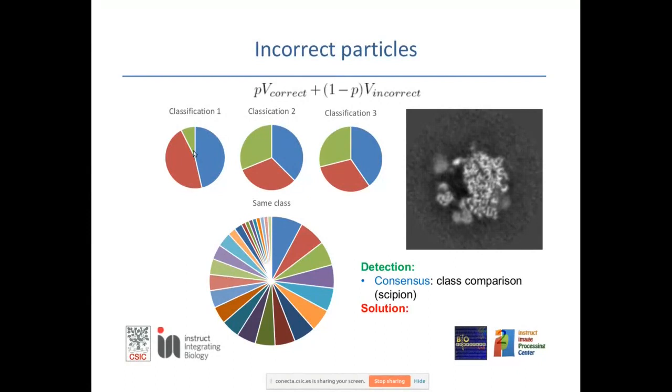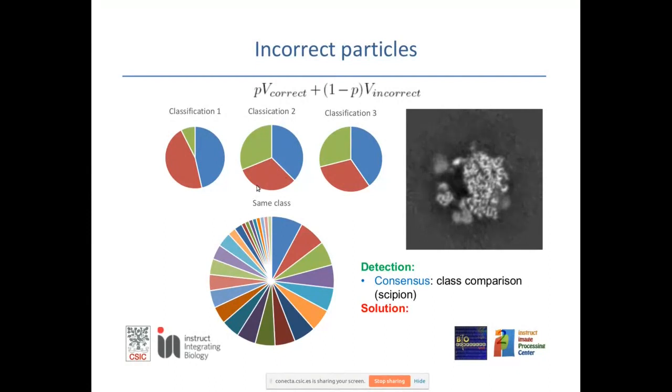If you don't repeat this process, you would be perfectly happy with this result, and you might construct your biological history or your biological story about what is the meaning of these two classes and so on. But then you repeat the process a second time, and now you get a totally different classification. It is almost 1/3, 1/3, 1/3.